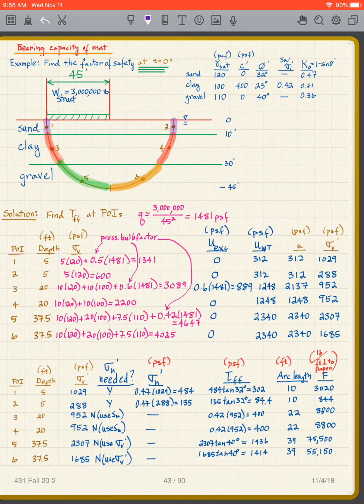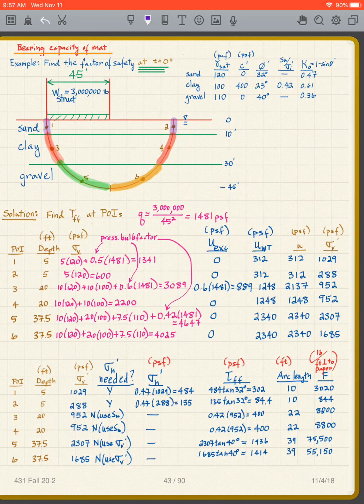So the way we're going to look at it, we're going to look at all 6 points of interest, and we have our depths. You can use geometry, you can draw this to scale, it doesn't have to be exact, but you can get the depths of those points. And then we're going to calculate sigma V at each of those points.